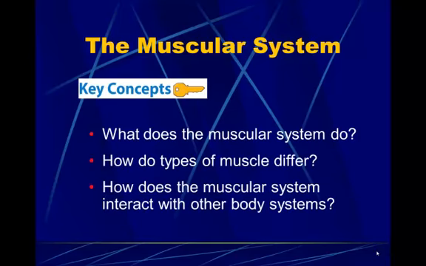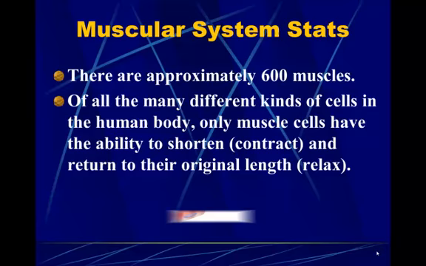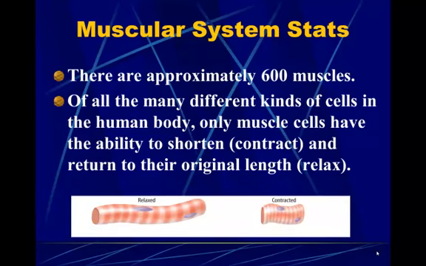The key concepts to look for in this section: what does the muscular system do? That's the functions. How do types of muscle differ? And how does the muscular system interact with other body systems? And that's the homeostasis. There are approximately 600 muscles in the human body.